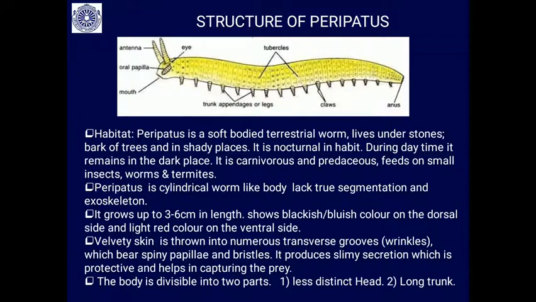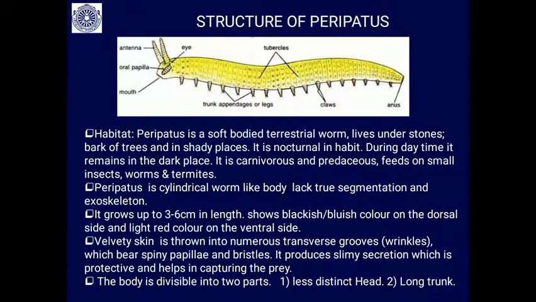Peripatus has a cylindrical, vermiform body, and it lacks true segmentation and an exoskeleton. In the case of prawn or centipede, whatever you studied, a chitinous exoskeleton and segmentation are the typical characters of Arthropoda, and they are lacking in this worm. So why is it still under Arthropoda, even though it lacks jointed legs? Let us study the characters, and then we will be able to understand why it is like this.